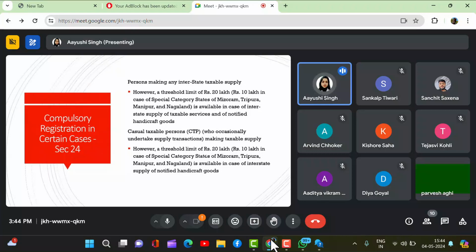Casual taxable person who occasionally undertakes supply transactions making a taxable supply. Therefore, a threshold limit of rupees 20 lakhs, 10 lakhs in the case of special category states of Mizoram, Tripura, Manipur, and Nagaland, is available in the case of interstate supply of notified handicraft goods.